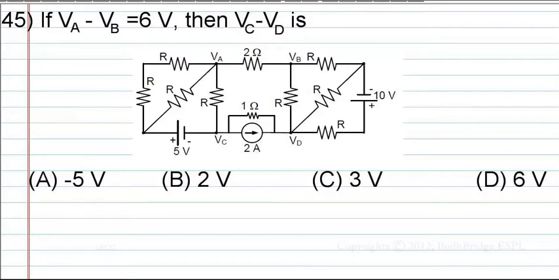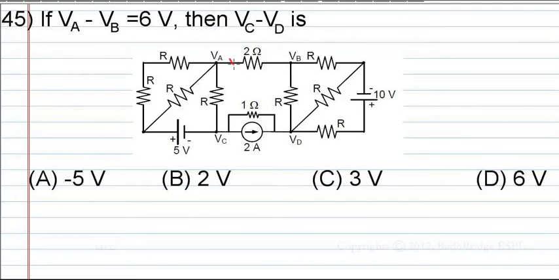If VA minus VB equals 6 volt, then VC minus VD is? The options are minus 5 volt, 2 volt, 3 volt and 6 volt. Here he is giving a circuit for us, and he has given VA minus VB is 6 volt. He is asking VC minus VD. This is a very good question he is giving.